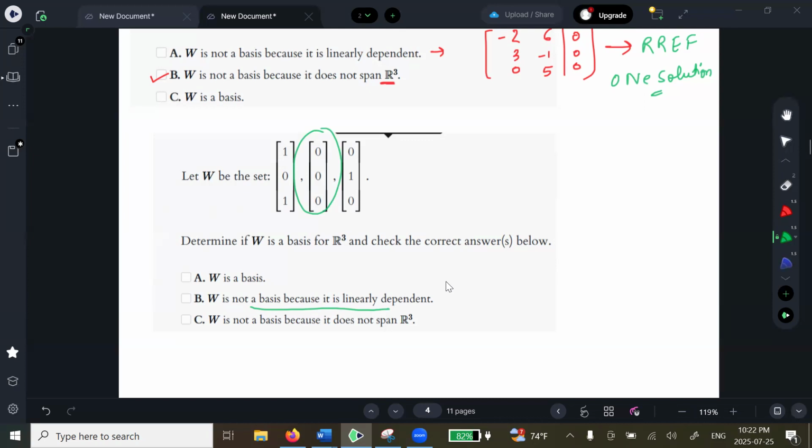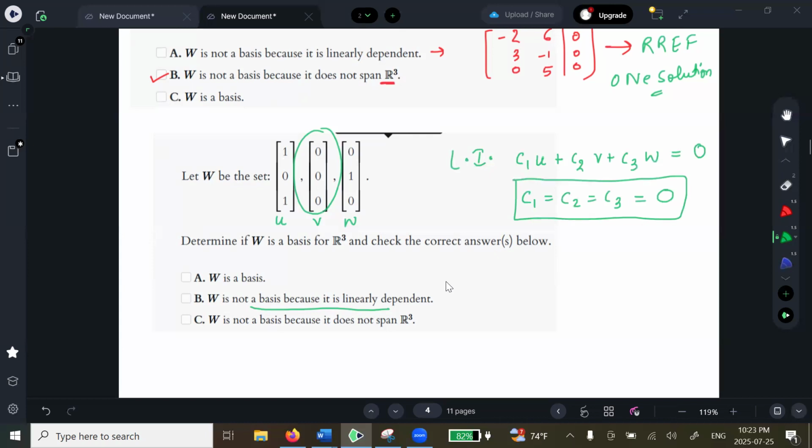You can pick any answer here. Linearly independent means, suppose you have 3 vectors in your set, okay? You find constants C1 times U plus C2 times V plus C3 times W, making them 0. Linearly independent means that all C1, C2, C3 must be 0. There is no other solution. If you can find any other solution, they're linearly dependent.